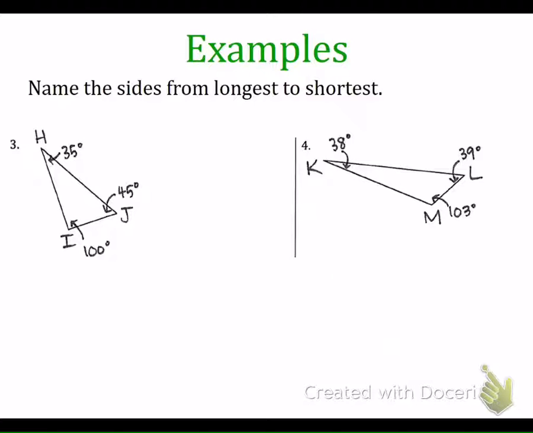All right, same idea, but now in reverse. So you're looking at the angle measures, and we're going to put the sides from longest to shortest. The sides, I think, are a little trickier to name because you have to use 2 letters.